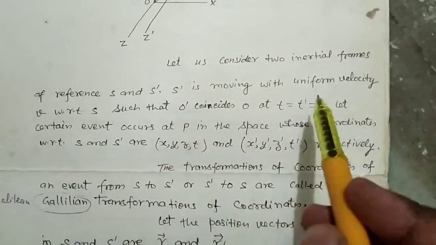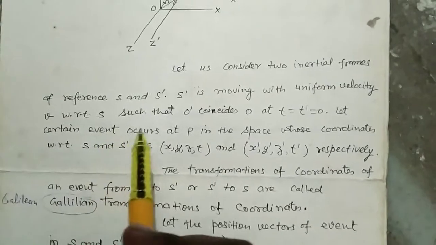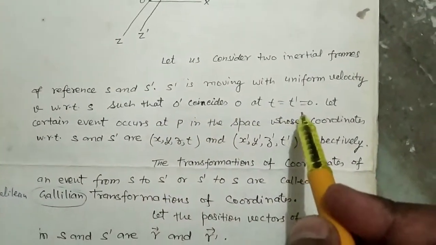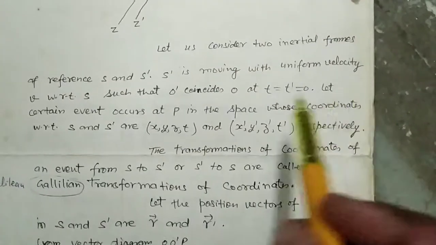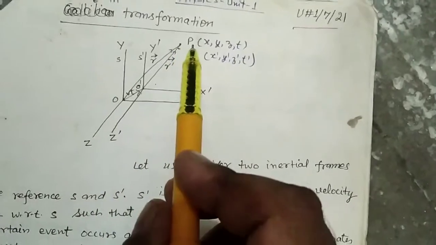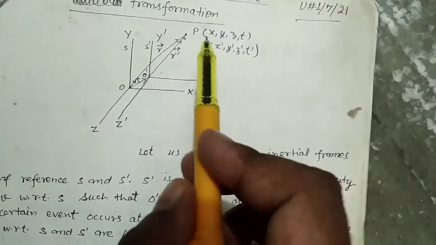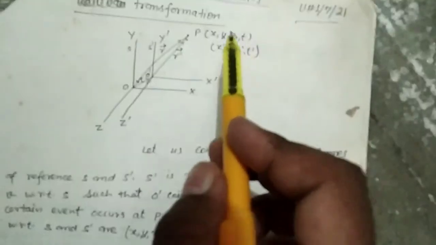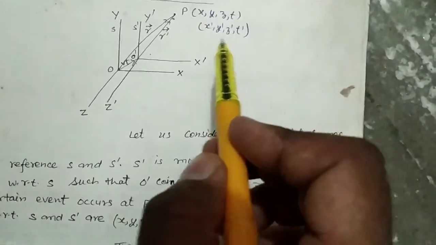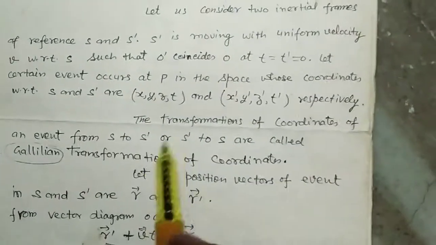S dash is moving with uniform velocity V with respect to S such that O dash coincides with O at t is equal to t dash is equal to 0. Let a certain event occur at point P. So this is point P in the space whose coordinates are x, y, z, t with respect to S and x dash, y dash, z dash, t dash with respect to S dash respectively.